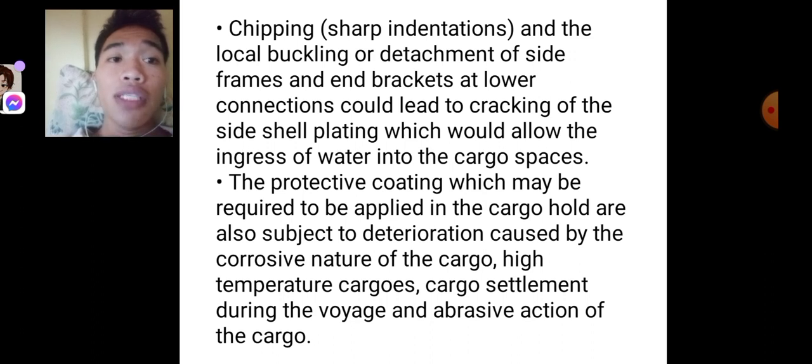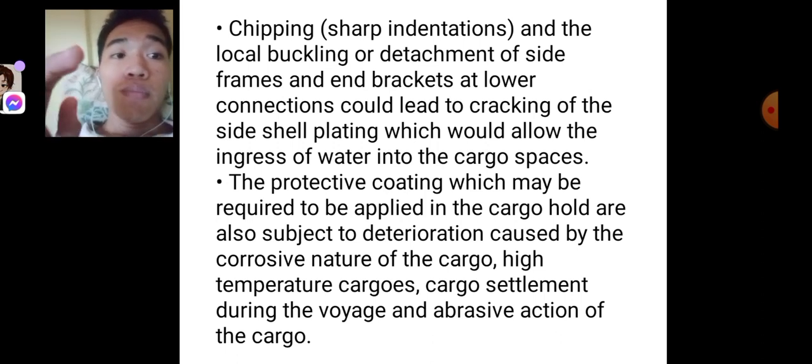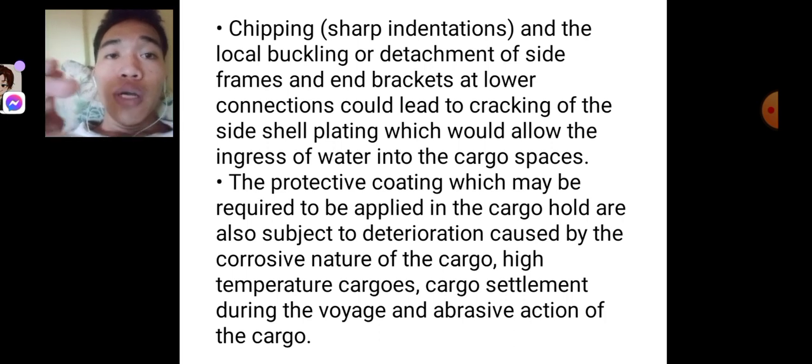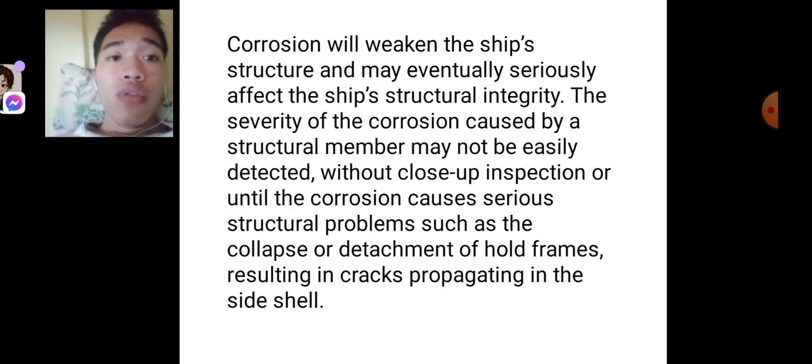The other important point is that the protective coating, which may be required to be applied in the cargo hold, is also subject to deterioration caused by the corrosive nature of the cargo, high temperature, cargo settlement during the voyage, and abrasive action of the cargo. So the last is corrosion will weaken the ship's structure and may eventually seriously affect the ship's structural integrity.